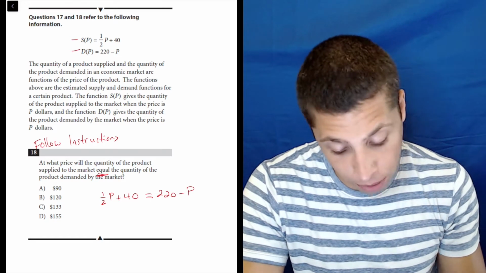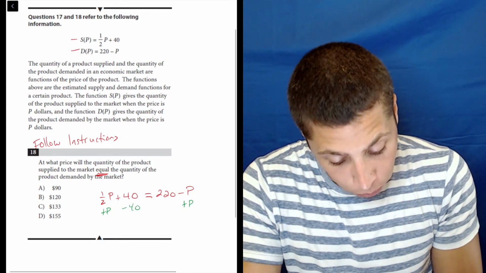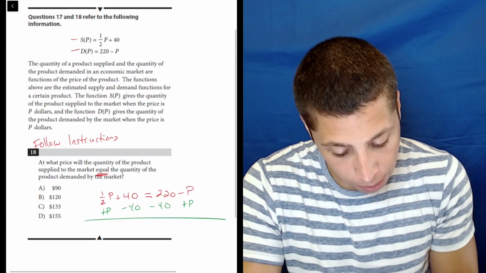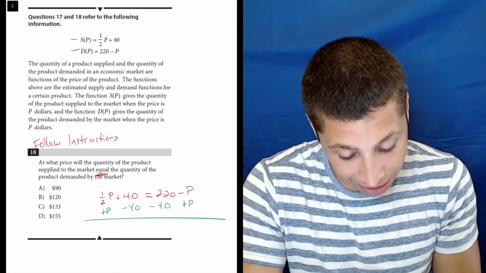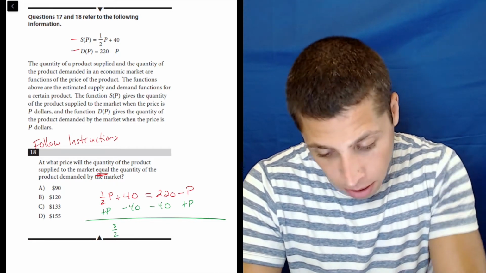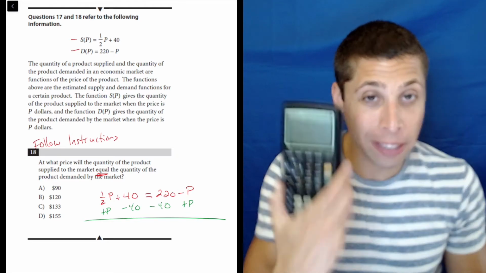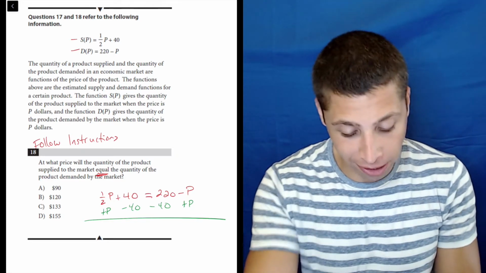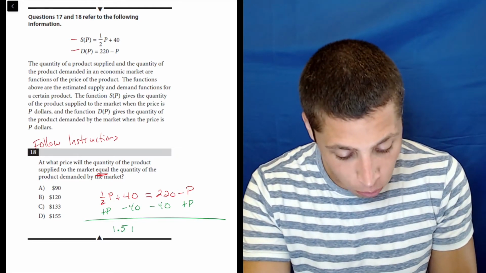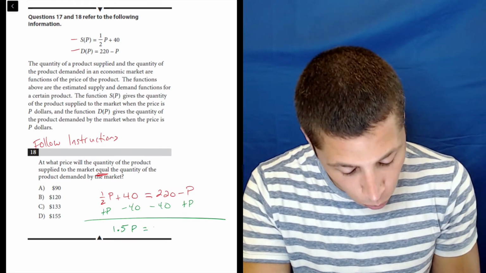I guess I would add P to both sides and then subtract 40 from both sides. And I would get, I really don't like dealing with the fractions, but it's 3/2 P. Or wait a minute, you know what? We have a calculator, right? So if you're unsure about this, just do 1/2 plus 1 in your calculator, and it's okay. We can have decimals. 1.5 P is equal to 180.